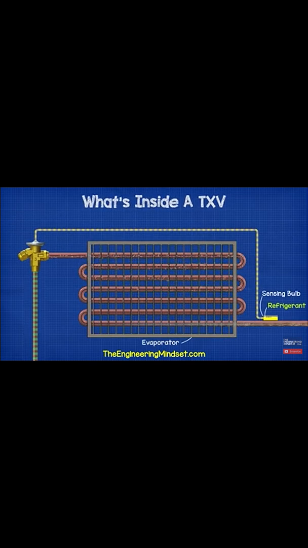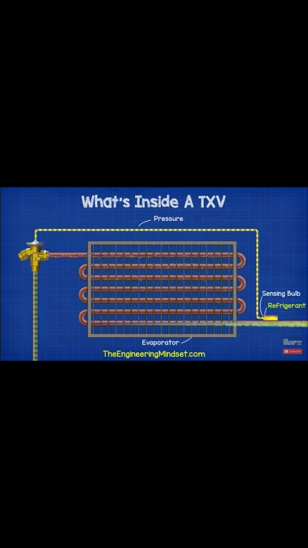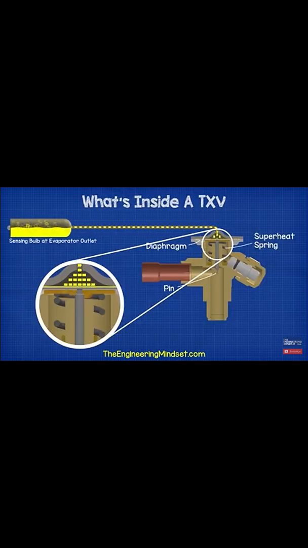The sensing bulb sits at the outlet of the evaporator. As the cooling load on the evaporator increases, the superheat increases at the evaporator outlet. Because the sensing bulb is in direct contact with the pipe at the evaporator outlet, the thermal energy transfers and causes the refrigerant inside the sensing bulb to expand and boil. Because the sensing bulb, capillary tube and the chamber are all hollow and are a sealed system, as the refrigerant expands and boils, it causes the pressure inside to increase. This pressure travels along the capillary tube and makes its way to the chamber above the diaphragm. As the pressure increases, it pushes down on the diaphragm, and this pushes down on the pin.